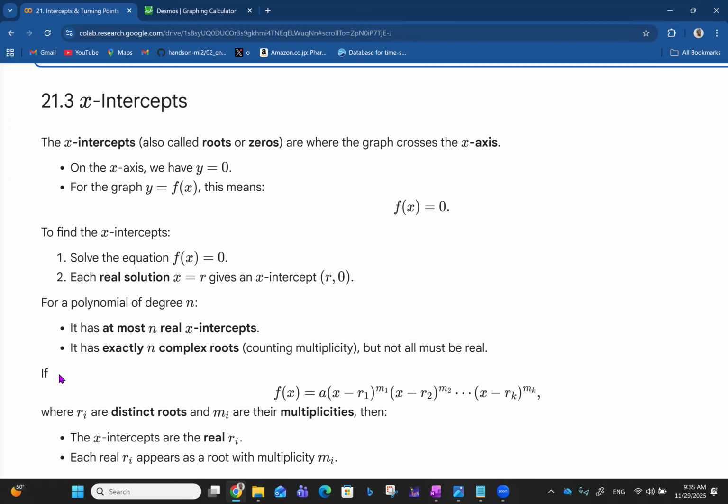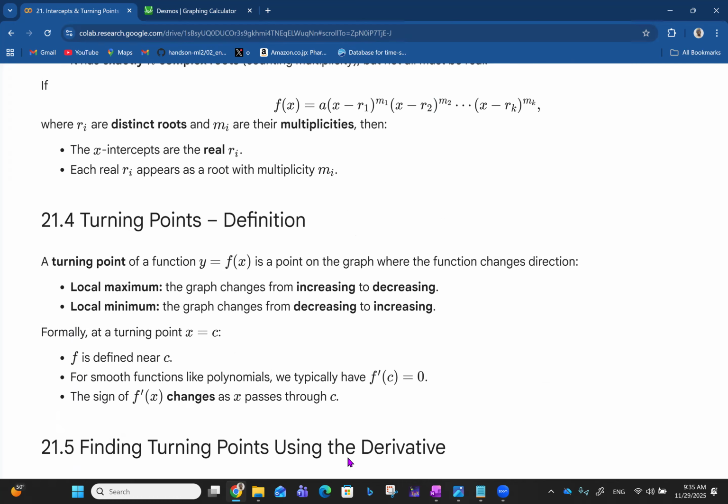I think we've talked about this in previous videos, talking about a rule about multiplicity of roots. So if f of x is a times (x minus r_1) raised to m_1, (x minus r_2) raised to m_2, all the way to (x minus r_k) raised to m_k, where the r_i are distinct roots and the m_i are the multiplicities, then the x-intercepts are the real r_i. Each real r_i appears as a root with multiplicity m_i, like we've been saying before now.